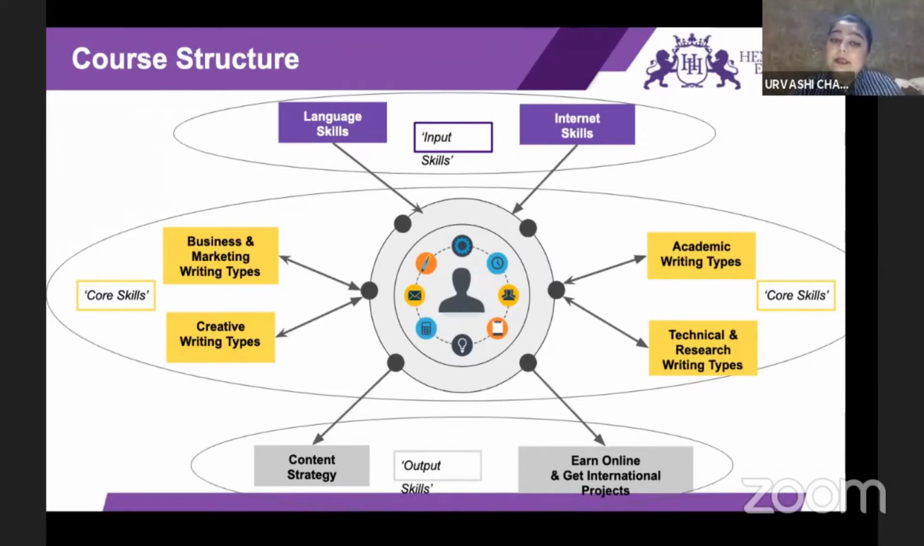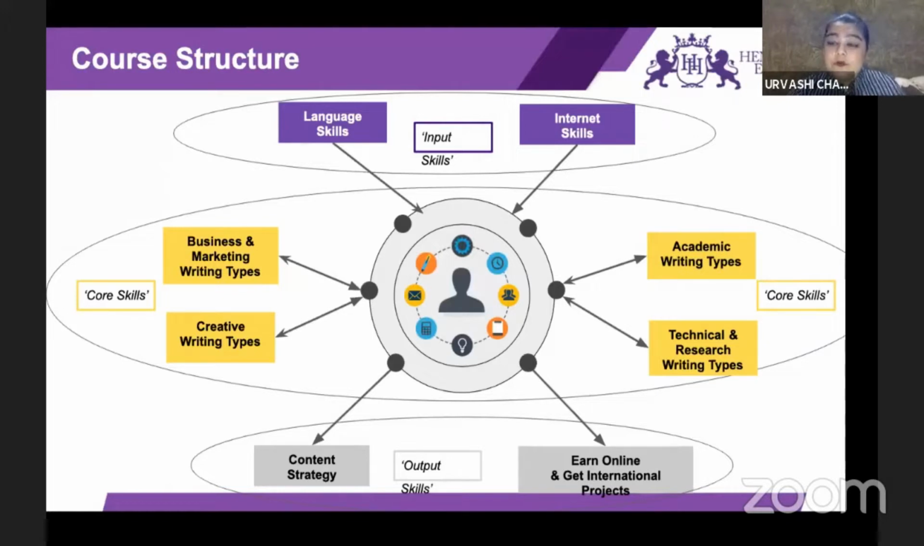Next is followed by your internet skills. Internet today is a big source of information, a bigger pool, a bigger chunk. And we need to make sure that whatever we are writing needs to go onto the internet. But with so much information already there on the internet, how do we make sure that our information stands out? That is what we're going to learn through this course.